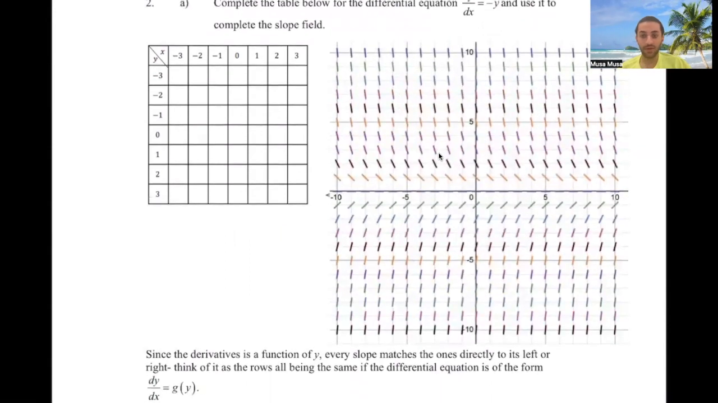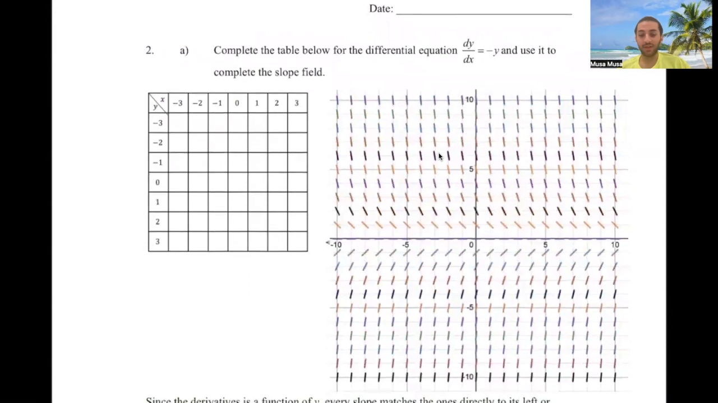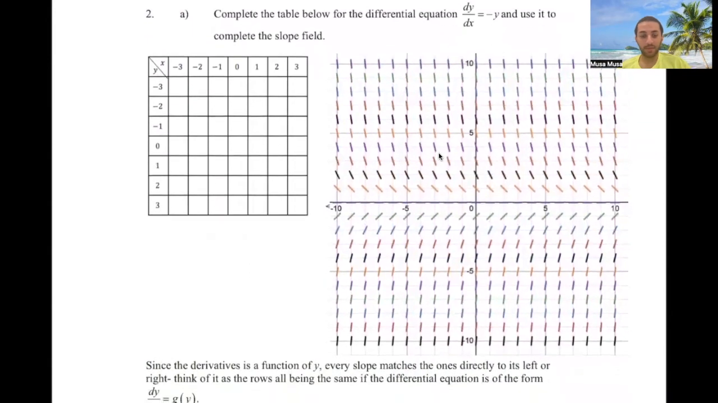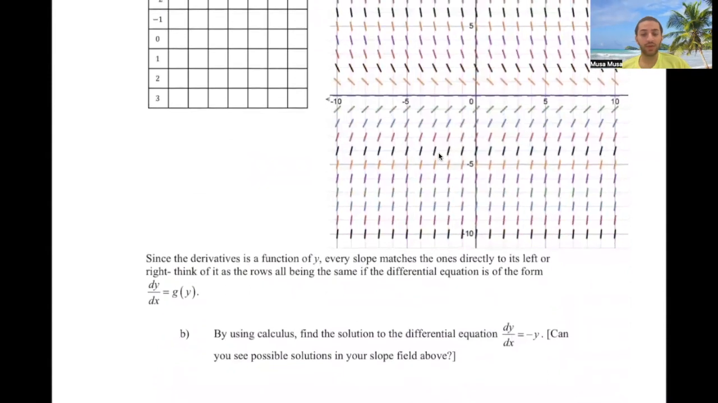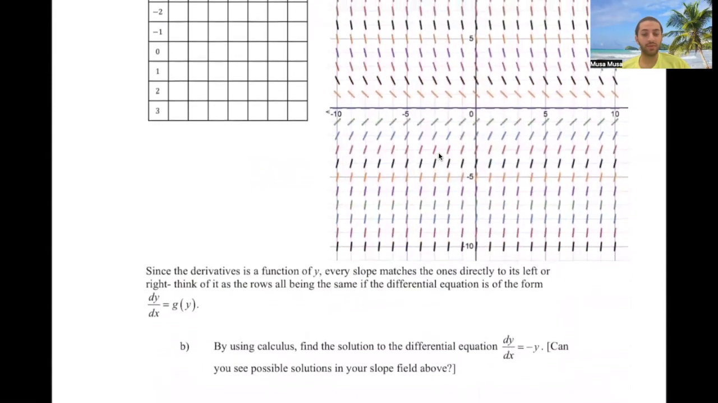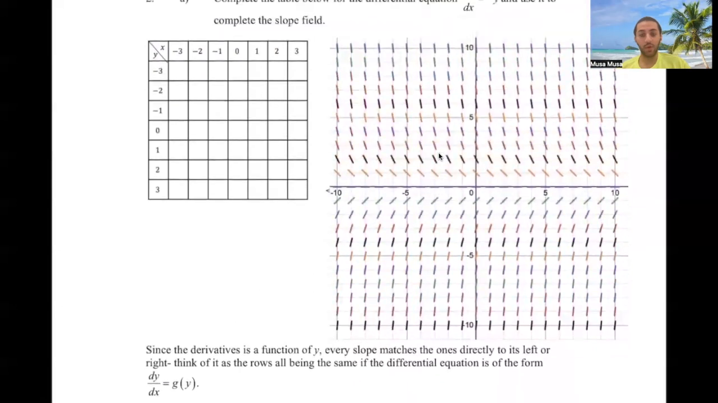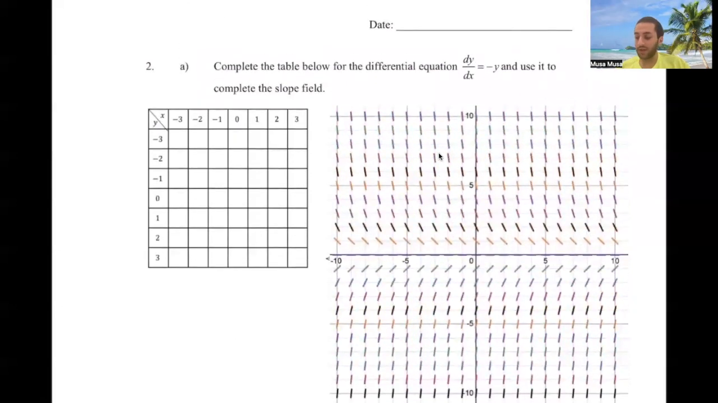There we go. Got this off Desmos. So that's the slope field for this. Since the derivative is a function of y, every slope matches the ones directly to its left or right. Think of it as the rows being all the same. What it's saying is that because dy/dx is only in terms of y, the x value of the points makes no difference as to its steepness or its gradient. Okay.